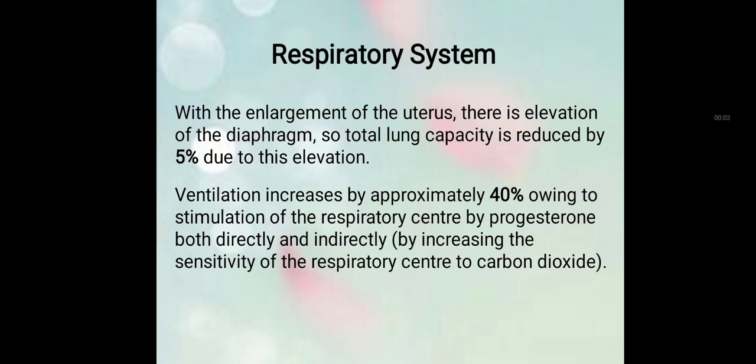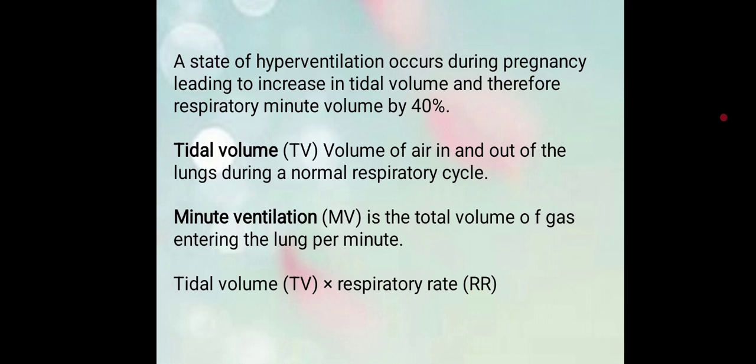Regarding the respiratory system, as we mentioned, the enlarged uterus will elevate the diaphragm, decreasing the total lung capacity by 5%. In spite of this reduction, ventilation will increase by 40% due to stimulation of the respiratory center by progesterone. To produce this hyperventilation state, the reduction in total lung capacity will be compensated by increasing tidal volume and respiratory minute volume.